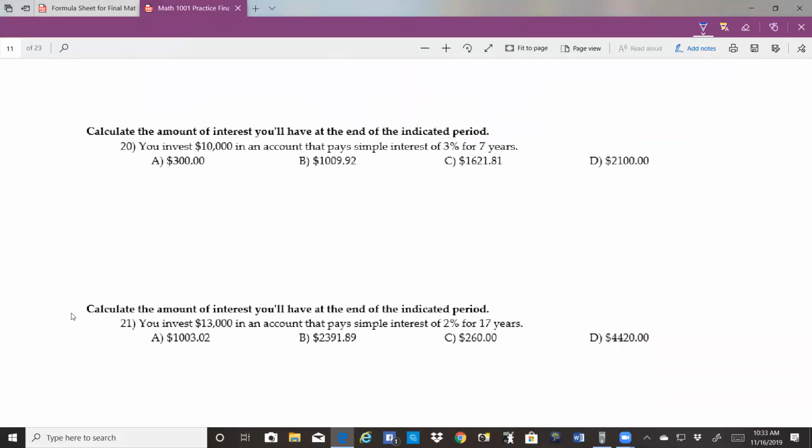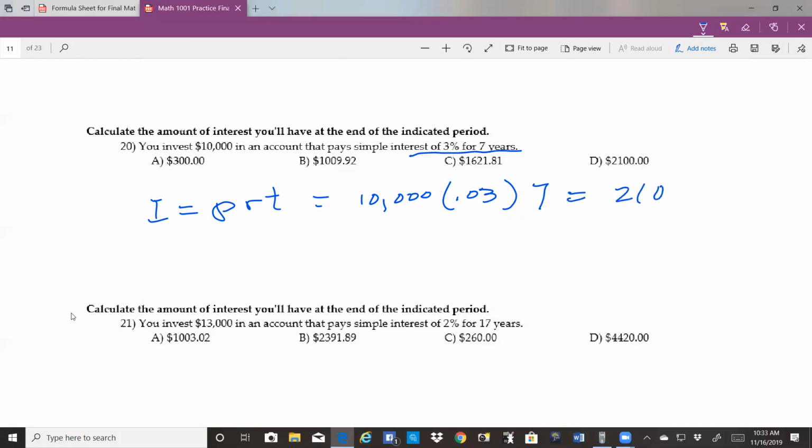You invest $10,000 in an account that pays simple interest of 3% for 7 years. You want to find out the amount of interest over this period. The interest equals the principal times the rate times the time, with the principal being $10,000, the rate being 0.03. Always remember to put the rate in decimal form, and times T, which is 7. Multiply out, and you get $2,100, which is answer D.